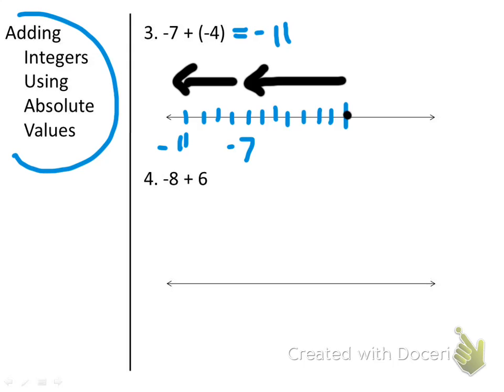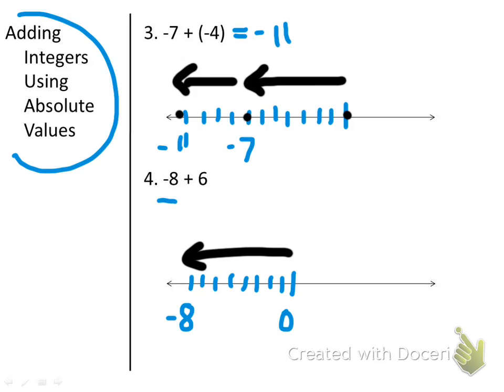Number 4, I have -8 plus 6. So I'm going to start at 0 again. I'm going to go -8, so that's to the left, 8. 1, 2, 3, 4, 5, 6, 7, 8. And then I'm going to add 6. I'm going to add 6. So count back, 6, and I am at -2. So the answer, -8 plus 6, is -2.